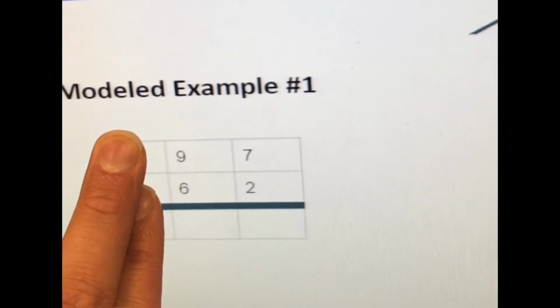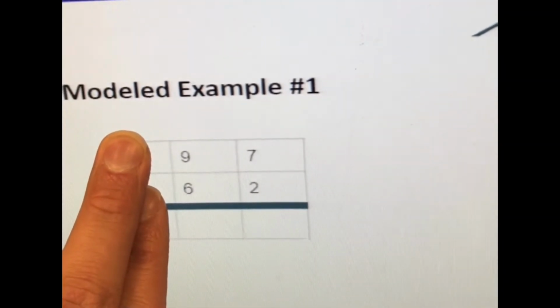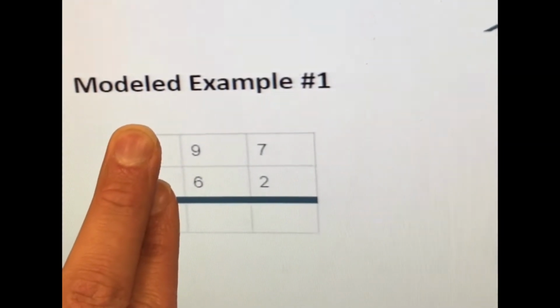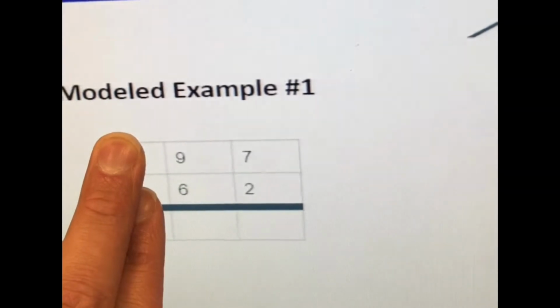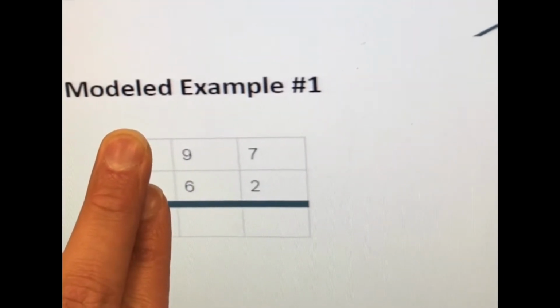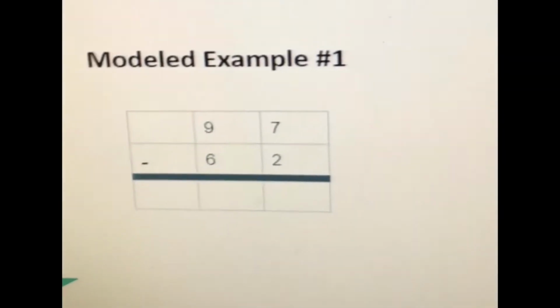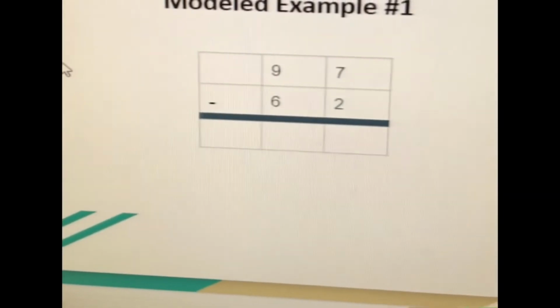The 9 is bigger than the 6. So again, the top digits in both the ones place and the tens place are bigger. So for problem number 1, we can just go right to the subtraction. We do not need to regroup either of the numbers. So we're going to start off here.